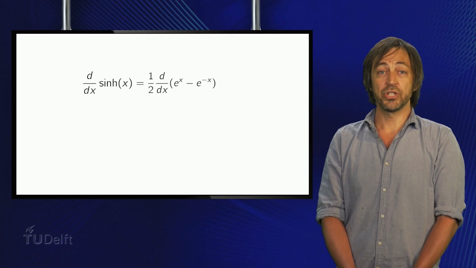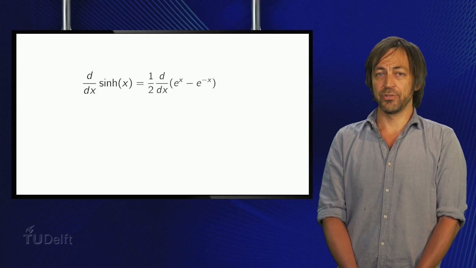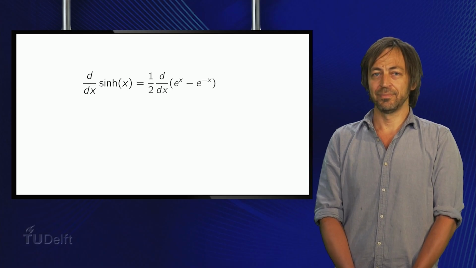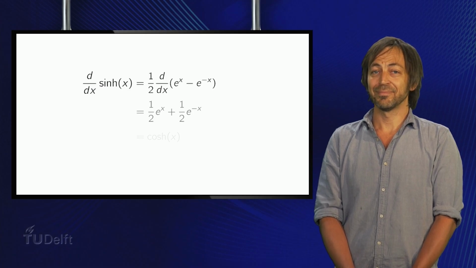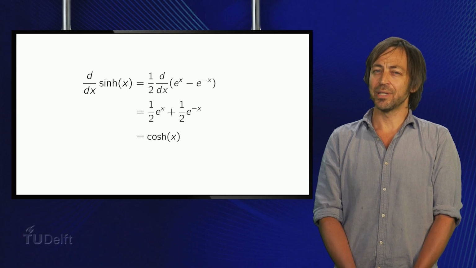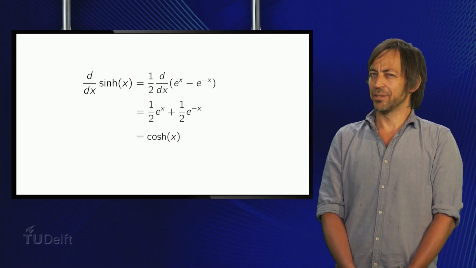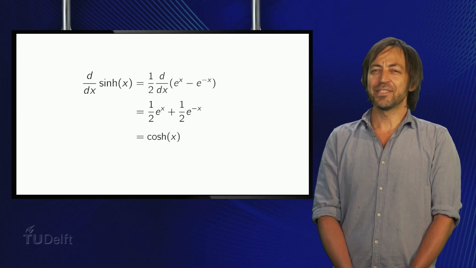We insert the definition and put 1/2 up front. We take the derivative of the exponentials, and we recognize the hyperbolic cosine. That looks familiar, doesn't it? Let's derive another property.